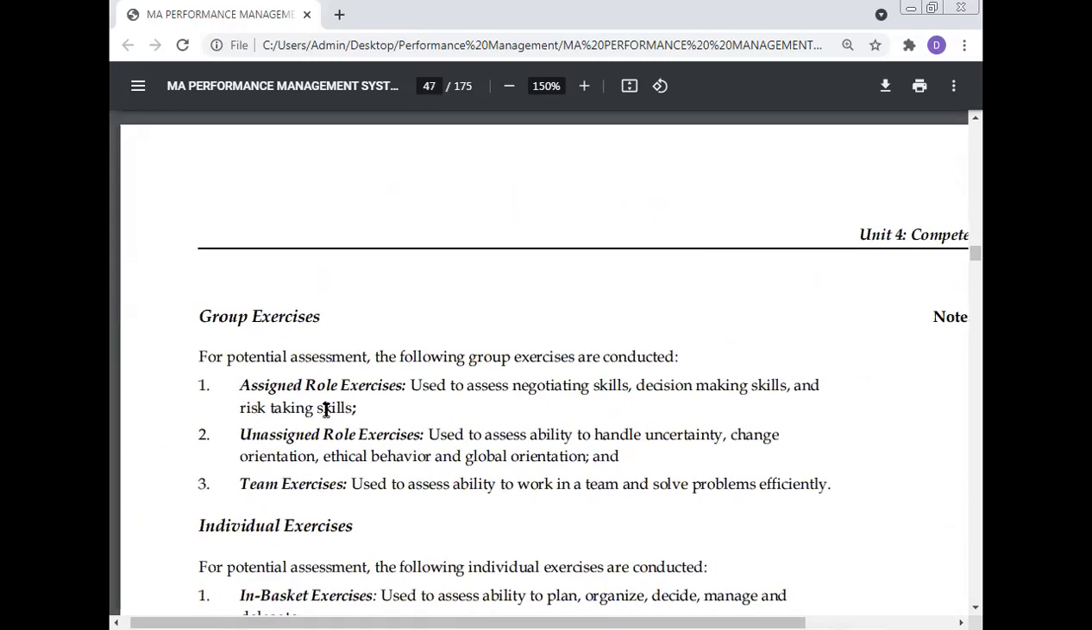Group exercises. For a potential assessment, the following group exercises are conducted. Assigned role exercise is used to assess negotiating skills, decision-making skills, and the risk-taking skills. Unassigned role exercises are used to assess ability to handle uncertainty, change orientation, ethical behavior, and global orientation. Team exercises are used to assess ability to work in a team and solve problems efficiently.